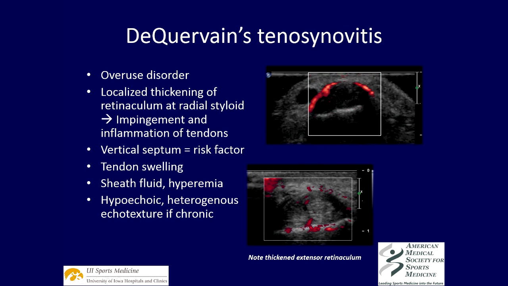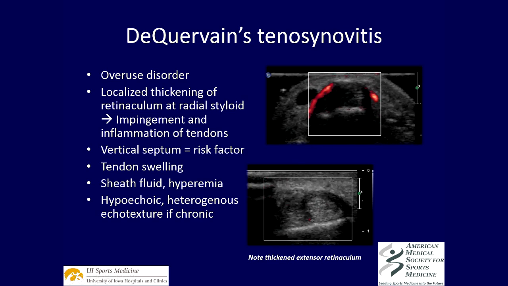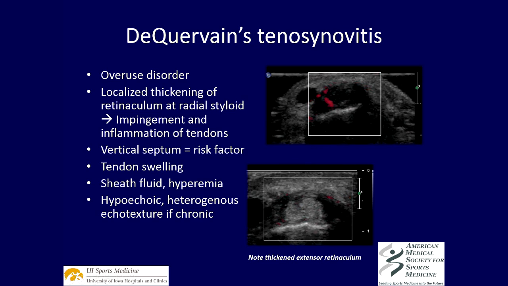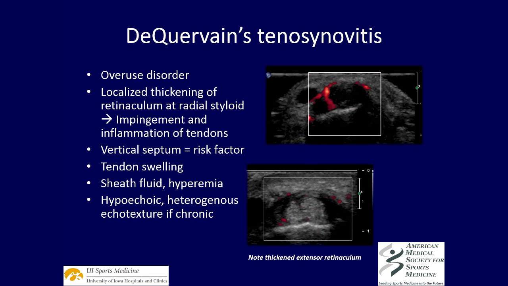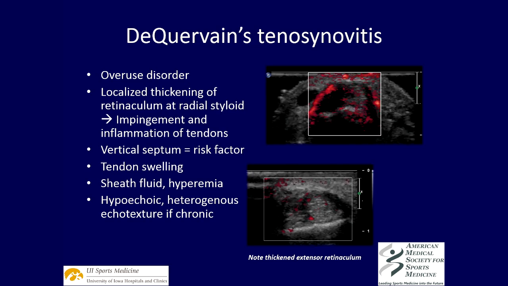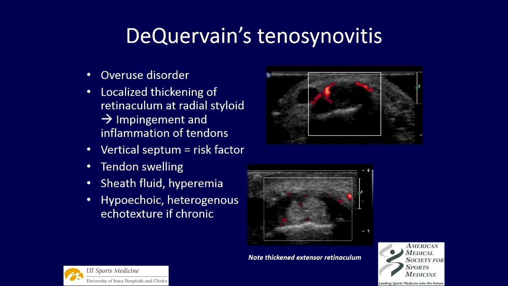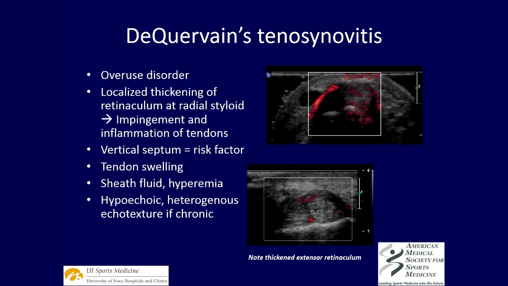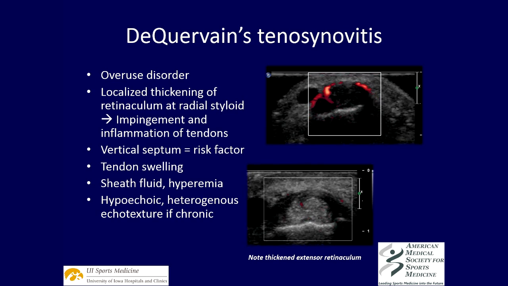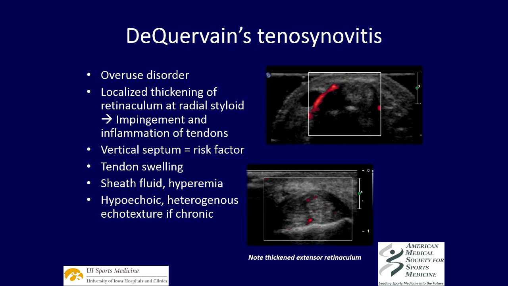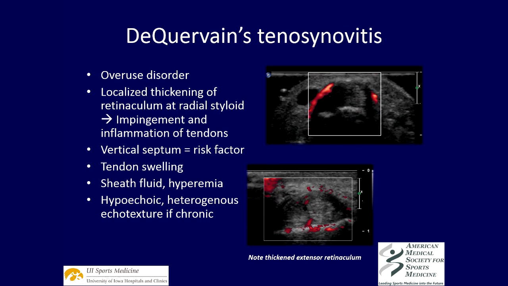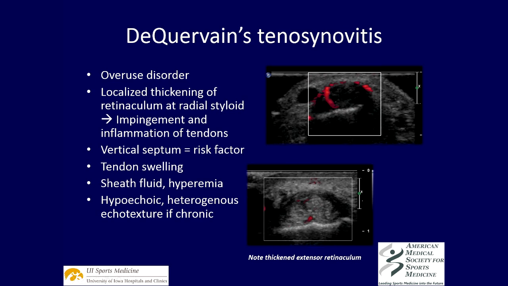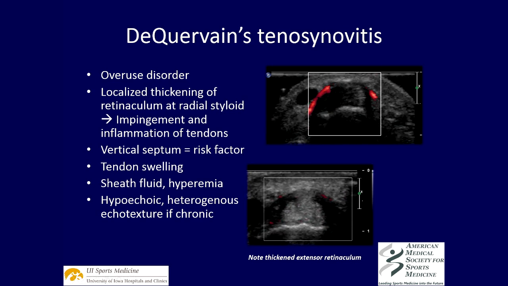De Quervain's tenosynovitis is an overuse disorder with localized thickening of the retinaculum at the radial styloid, which leads to impingement and inflammation of the tendons and tenosynovium. As mentioned previously, the vertical septum is a risk factor for this and should be looked for and identified. You will often note thickening of the extensor retinaculum, as we can see in the image below here, as well as swelling and hypoechogenicity of the tendons themselves and fluid within the sheath.